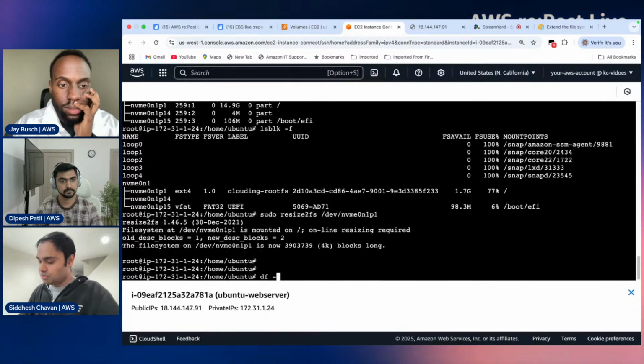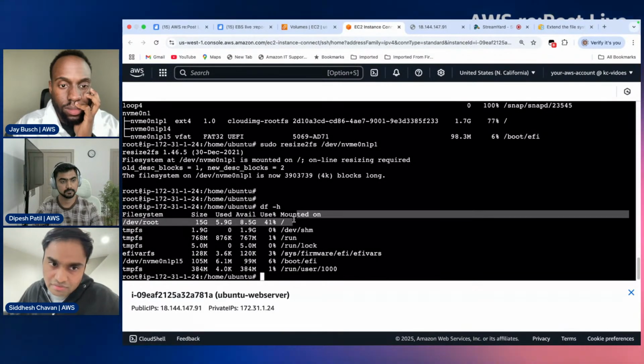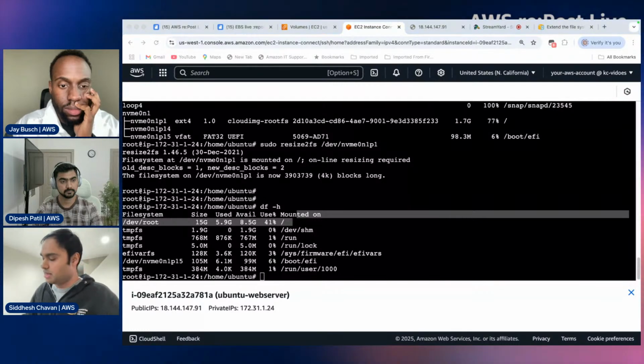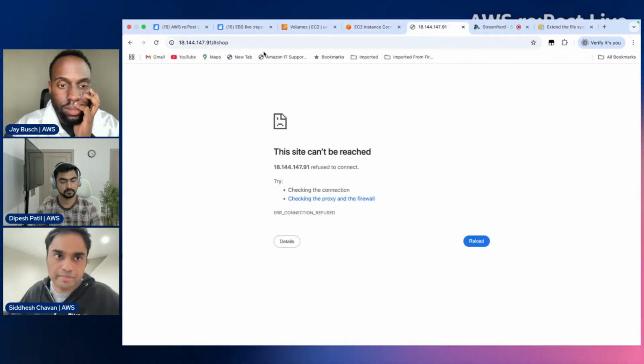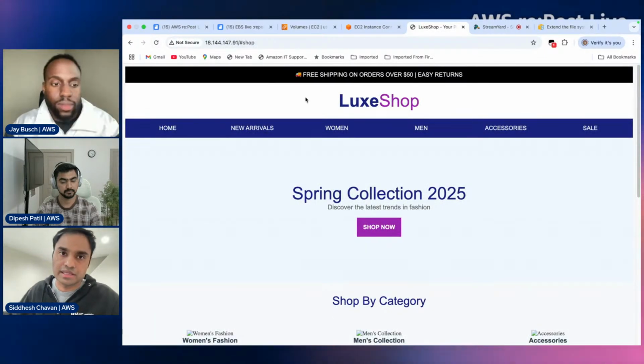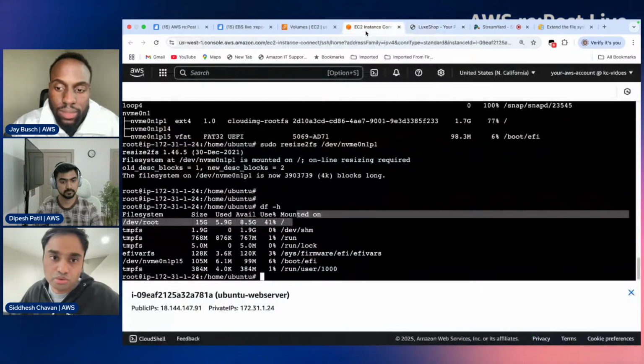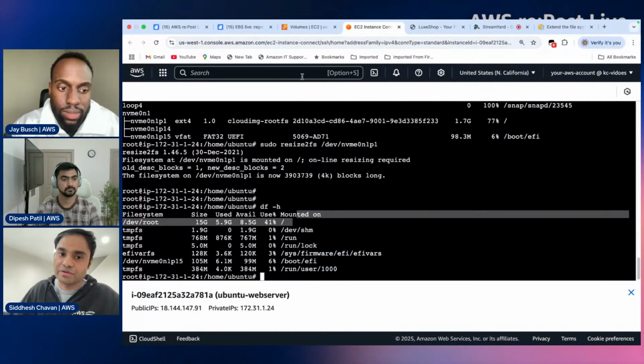Yeah, there you go. Our root volume was resized without any concern. The volume is at 15 GB. And let's see if it has any impact on my website. Was my website able to get back up and running? Yeah, in this case, my website is again up and running. So this is how you can extend your root volume without any downtime.